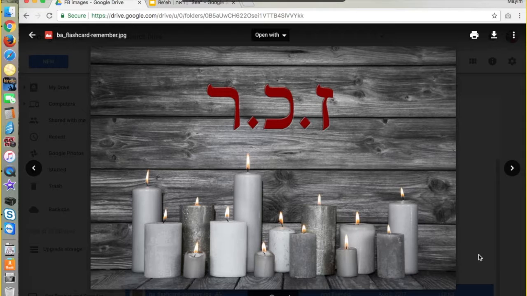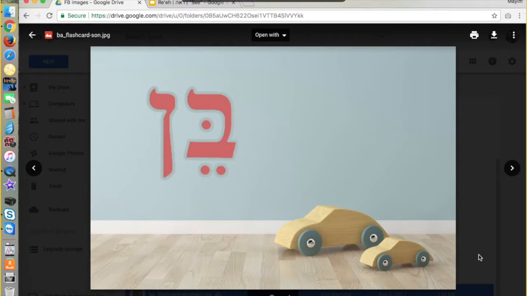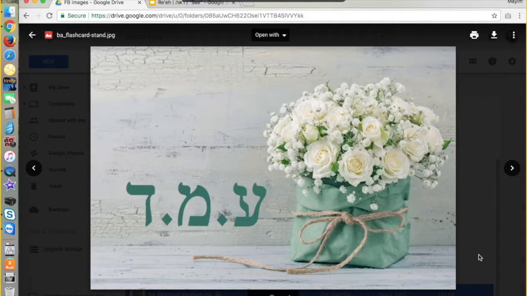Zachar is he remembered. Well, the other one was Melech, which means king, and here this is the root for Malach, which means he reigned. He reigned. Ben, which means son. And this is the root for Amad, which is he stood.